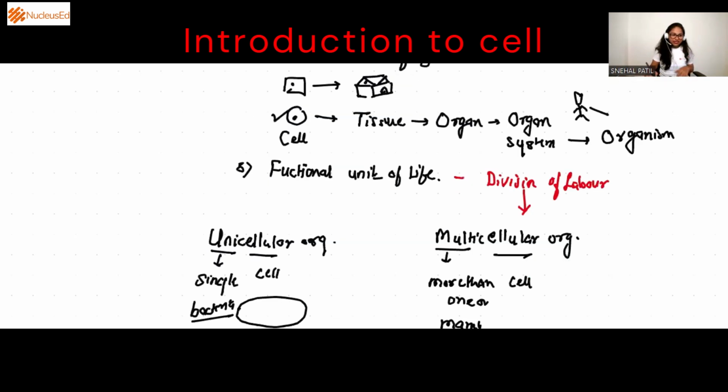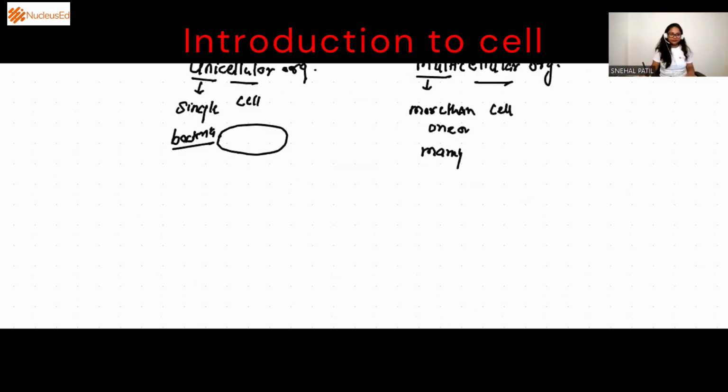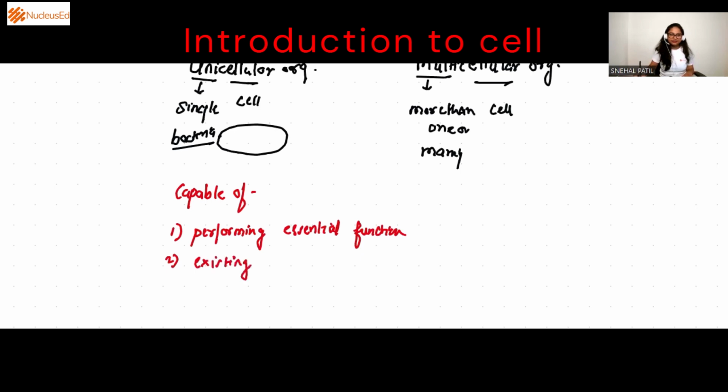In case of unicellular organism, they are capable of performing all the essential functions. And since they are performing essential functions, they are also capable of existing independently. Okay, this was about the unicellular and multicellular organisms.